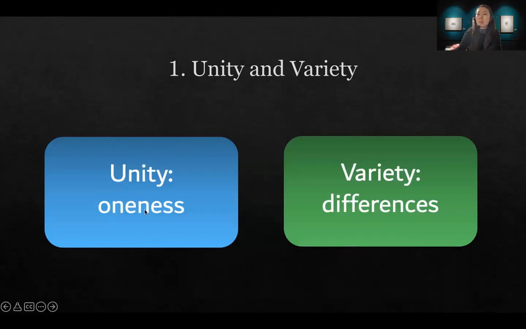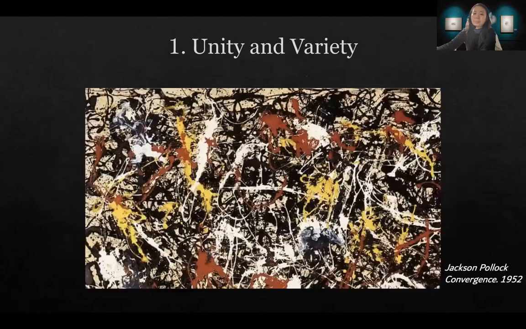Unity is a sense of oneness, and variety is differences in art. So it looks like totally opposite concepts, right? However, all artworks include unity and variety together. So let's see the actual examples.